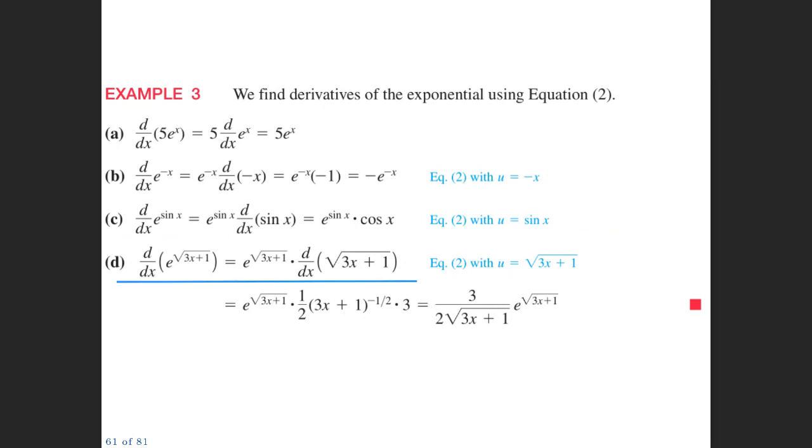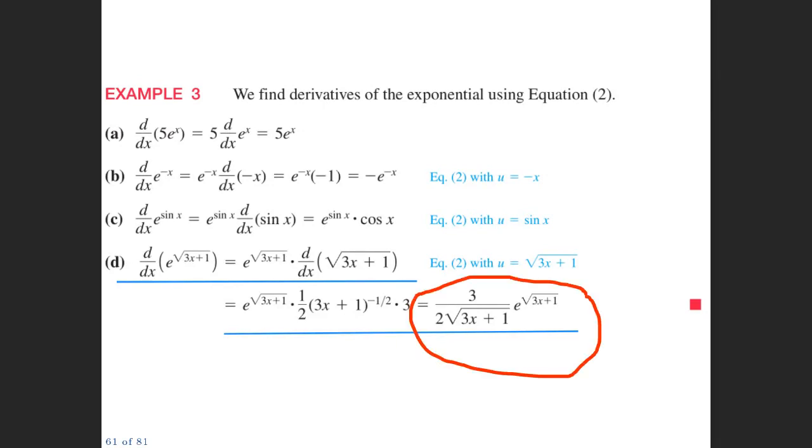And then finally d. The derivative of e to the power of square root of 3x plus 1. Again, it's a chain rule question. We have e to the power u, so it's d/du of e to the power u multiplied by du/dx. So just e to the power root 3x plus 1, but then multiplied by the derivative of the square root of 3x plus 1. And you can finish that.